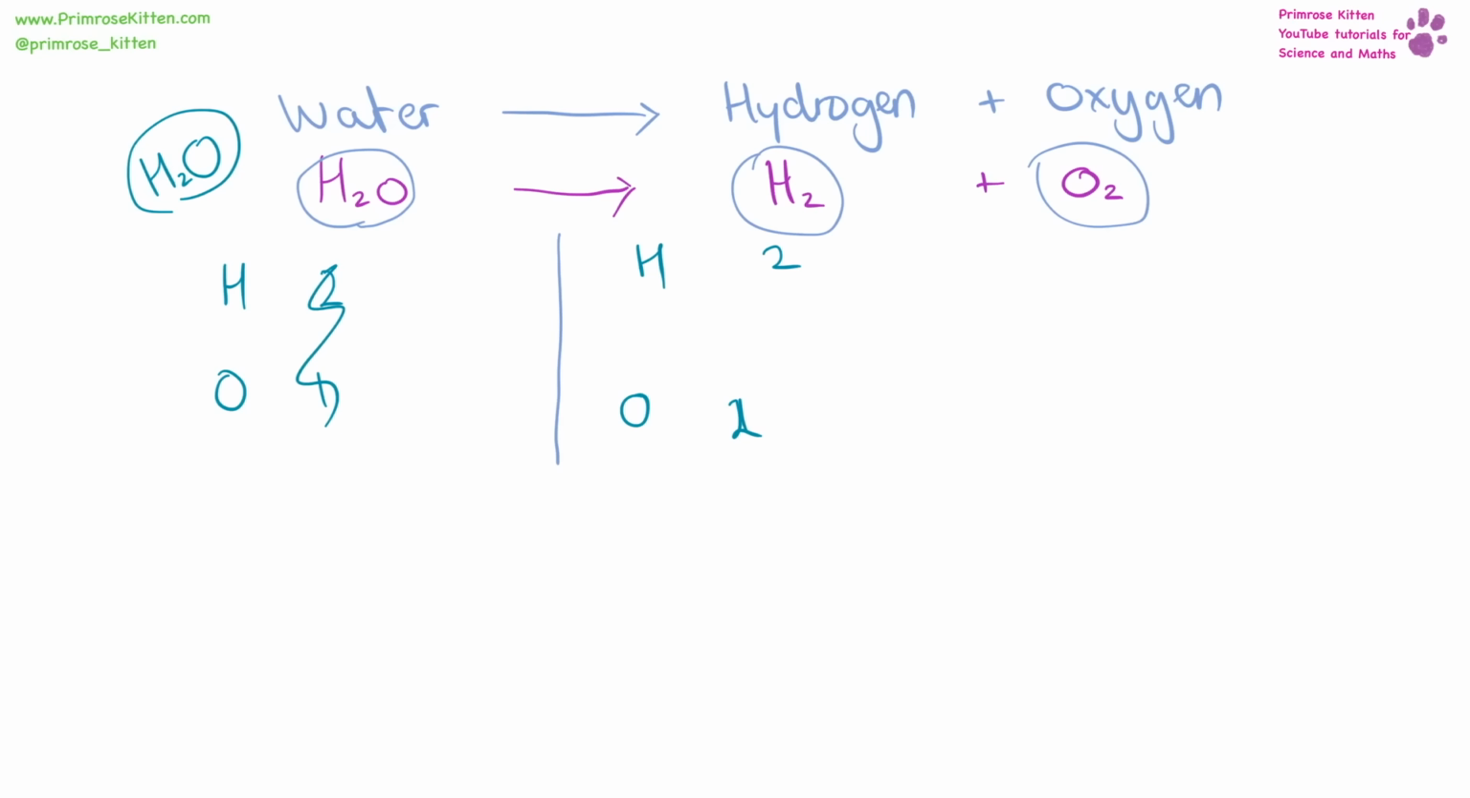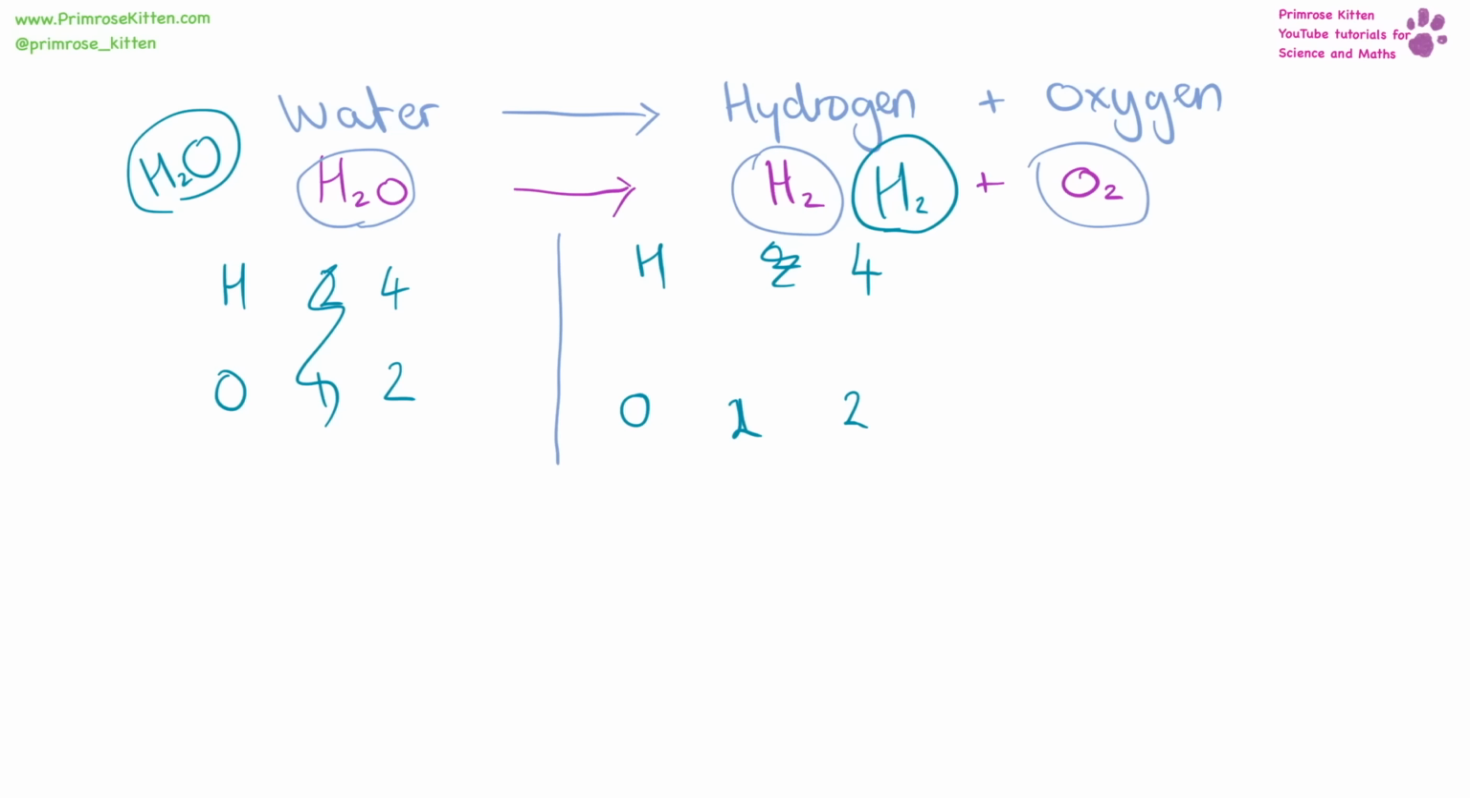We now have 4 hydrogens and 2 oxygens. So our oxygens are balanced, but now our hydrogens, we have more on this side than we do on this side, so we need to add more hydrogens here. Again, the only thing we can do is to add a whole another bubble. We now have 2 hydrogens here, 2 hydrogens here, making 4 in total and 2 oxygens. So now we have 4 hydrogens on this side, 2 oxygens, 4 hydrogens and 2 oxygens.